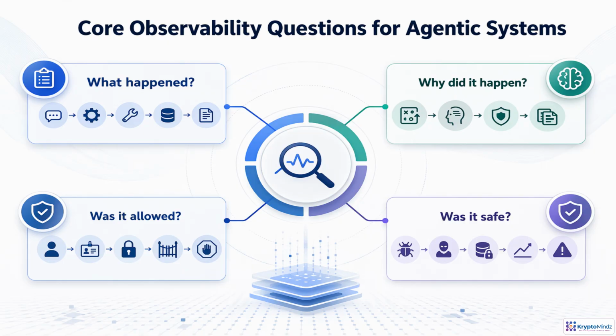Strong observability answers 4 investigation questions. First, what happened? The original request, each step, tool call, response, and final output. Second, why did it happen? The plan, reasoning summary, policy choice, and context the agent used. Third, was it allowed? Permissions, approvals, access checks, and anything blocked. Fourth, was it safe? Prompt injection signals, unusual tool use, data exposure, or abnormal behavior. If your logs cannot answer these questions quickly, they are just activity records, not operational observability.